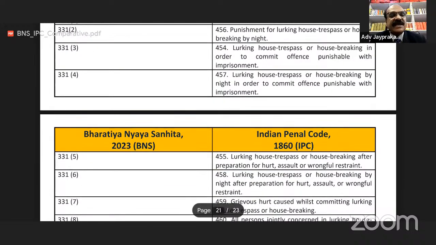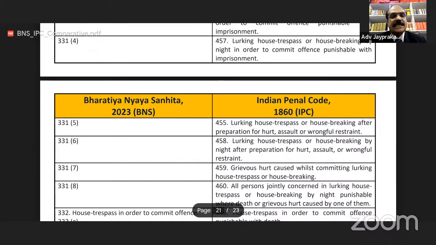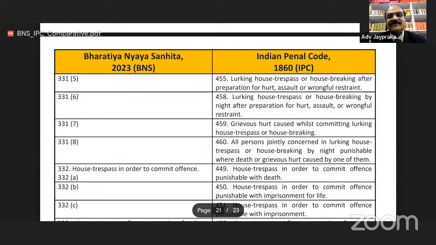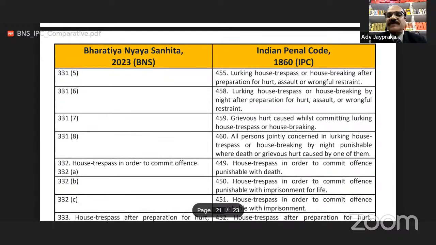BNS section 331(4), lurking house trespass or house breaking by night in order to commit offense punishable with imprisonment. BNS section 331(5), lurking house trespass or house breaking after preparation for hurt, assault or wrongful restraint.